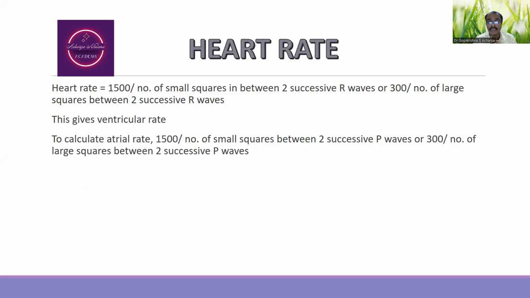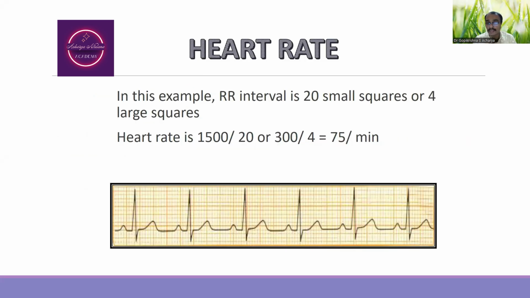When you are calculating the atrial rate, it is 1500 divided by the number of small squares between two successive P waves, or otherwise 300 divided by the number of large squares between two successive P waves. That is, from the onset of the P wave. That is going to give us the atrial rate. Normally, atrial rate is equal to ventricular rate. Now let us see different examples.